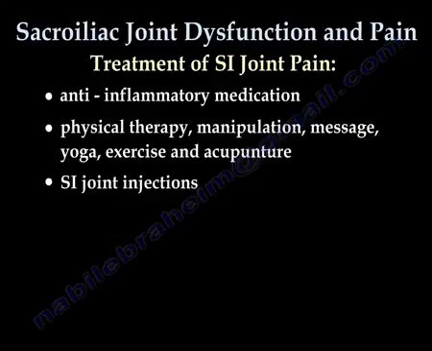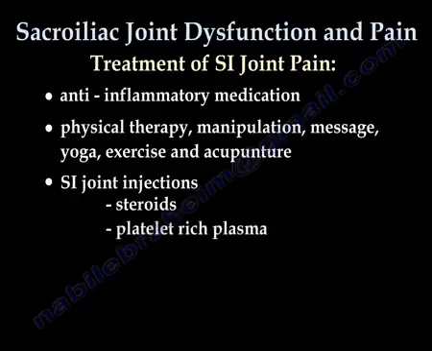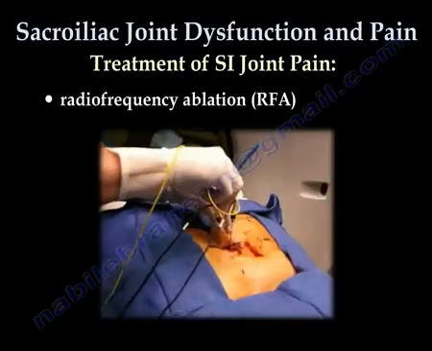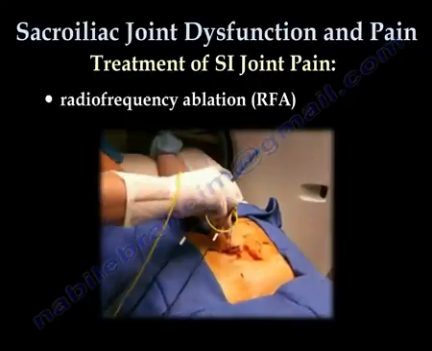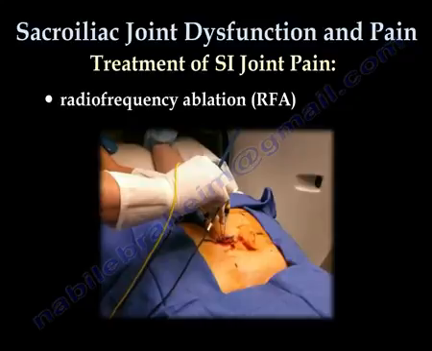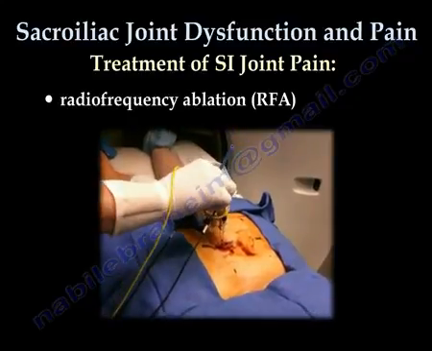SI joint injections can be diagnostic or therapeutic. Therapeutic injection methods include steroids, platelet-rich plasma, or prolotherapy. Radiofrequency ablation, or RFA, uses radio waves to produce heat directed at a specific nerve. The nerves generating the pain are relieved by this procedure.